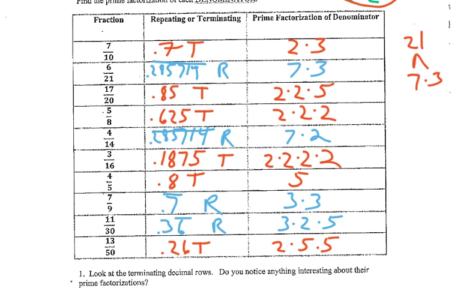So notice, terminating. Oops, that's a 5, not a 3. Sorry. Terminating. That has 2s and 5s. That's terminating as 2s and 5s. This just says 2s. That just says 2s. That has a 5. This has 2s and 5s.